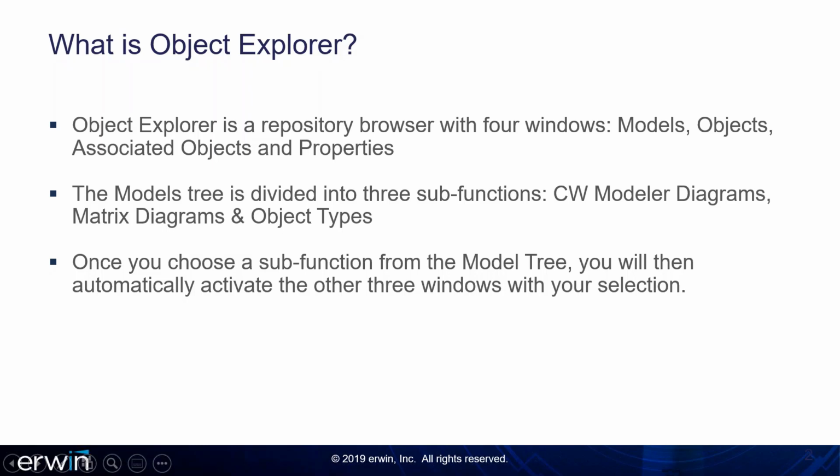The biggest difference between Object Explorer and Model Explorer, which we will navigate through in another session, is that Model Explorer is used for the management of user access and power levels, which is an administrative function, while Object Explorer is for everyone, for all users. There are no administrative functions. It's really meant to be a browser for your repository and all of its details.